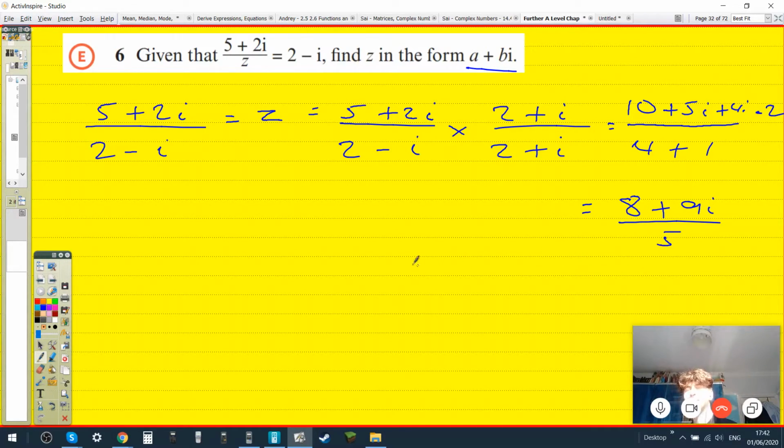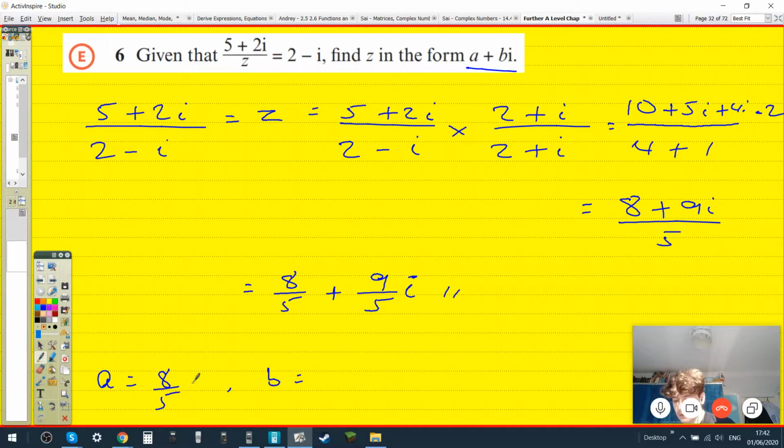Split out the i's. Yeah, split them up. So 1 and 3/5 times 9 over 5i. Yeah, and you don't need to do anything fancy. 8 over 5 plus 9 over 5i. What is a? What is b? So a equals 8 over 5 and b equals 9 over 5i. Just 9 over 5. Yeah, just the number in front of i. Oh yeah, because b is in the form of i, right? Yeah. Okay. That's it. Any questions there?